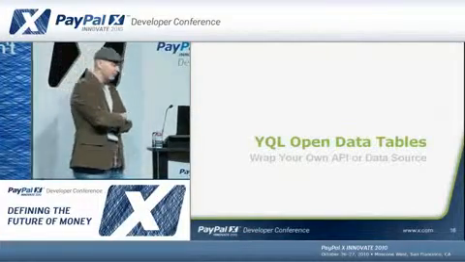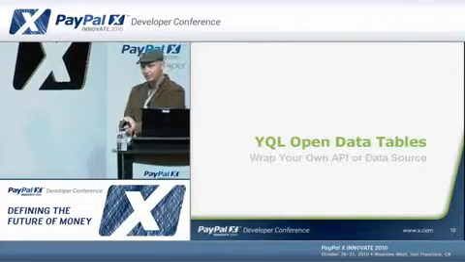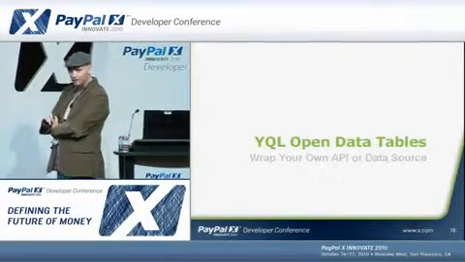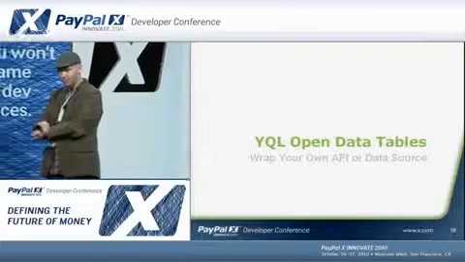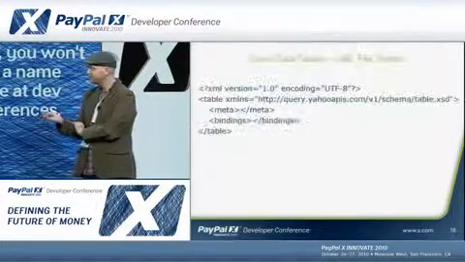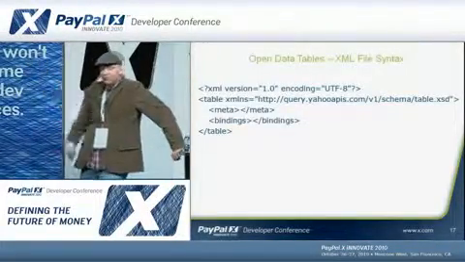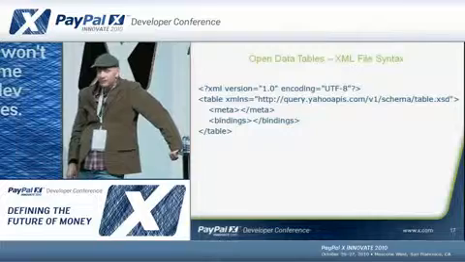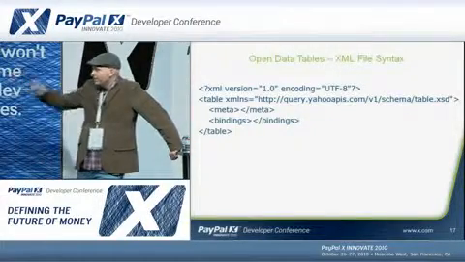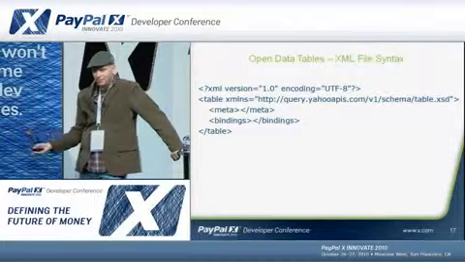YQL Open Data Tables at a base level are really just XML wrappers on top of a data source. They're easy to set up at a base level, but have a lot of complexity in them. We'll go through some specifics on what this complexity entails. So Open Data Tables, in their XML structure, include basically a couple of nodes, the meta node and the bindings node. Think of meta as the documentation for the table.